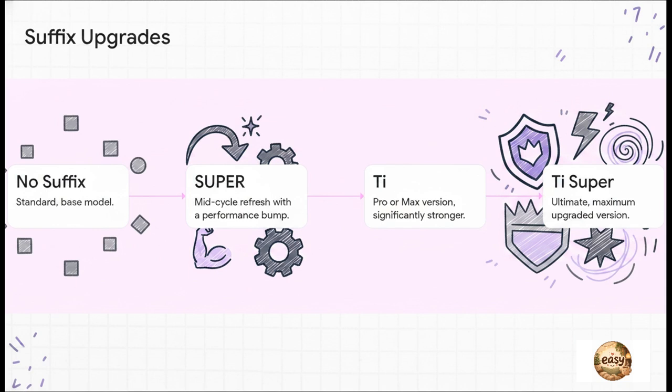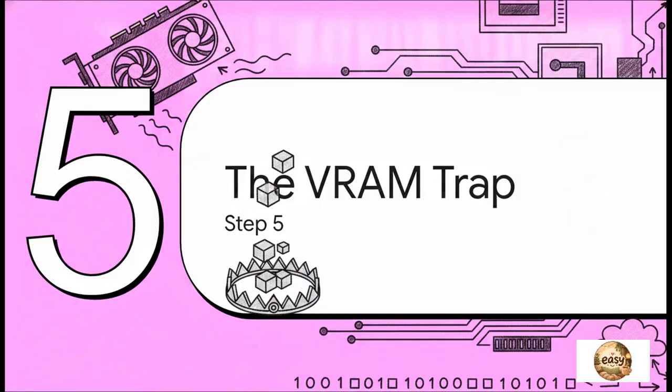Step 3 is Ti, which stands for titanium. Think of Ti as basically the Pro or Max version. It is significantly stronger than the base model. And finally, step 4 is the Ti Super. Nvidia actually combined them recently. The Ti Super is the ultimate maximum upgraded version of that specific tier. And that brings us to the very end of the box name. Step 5, the VRAM trap.